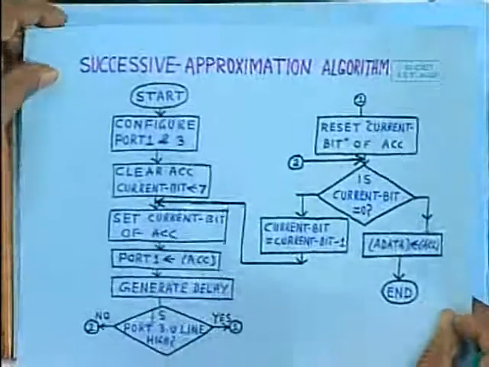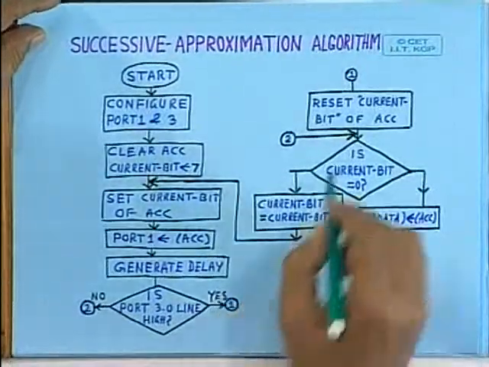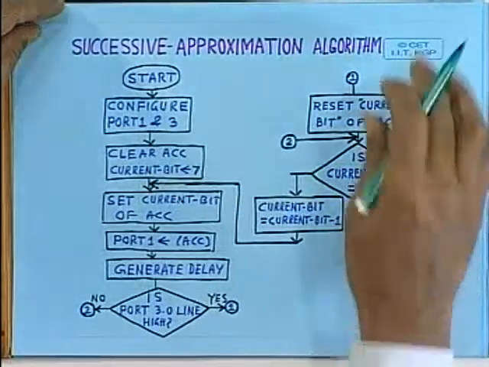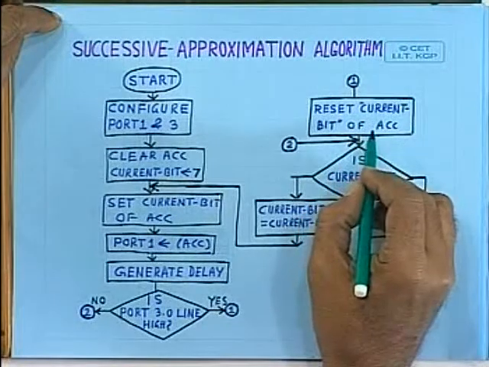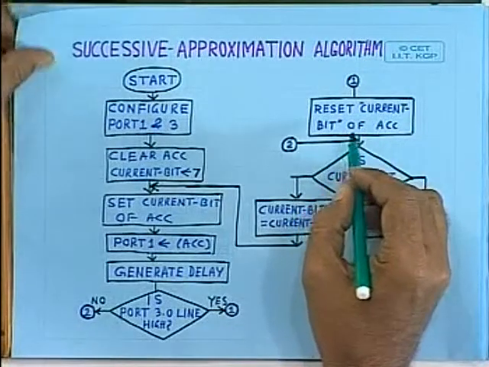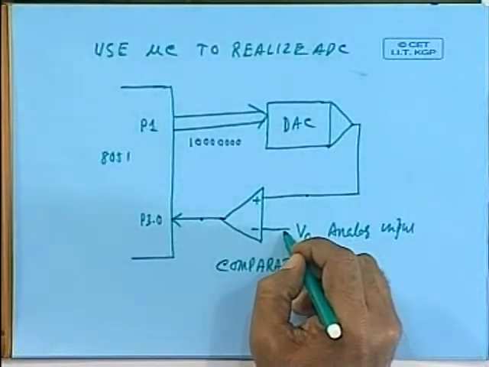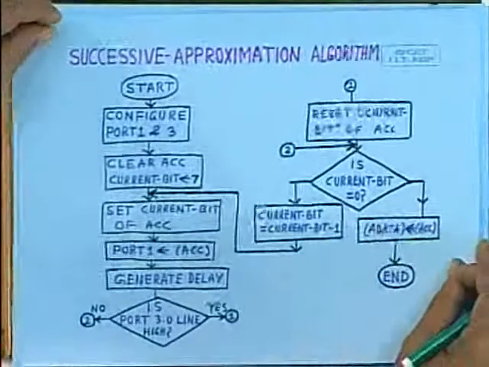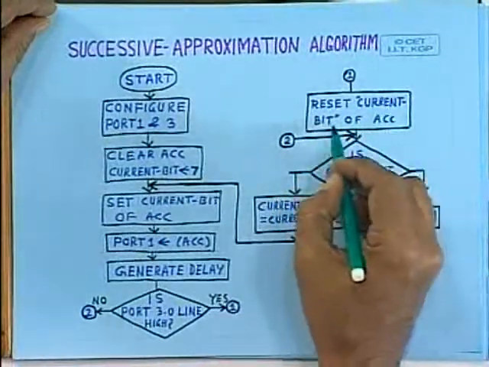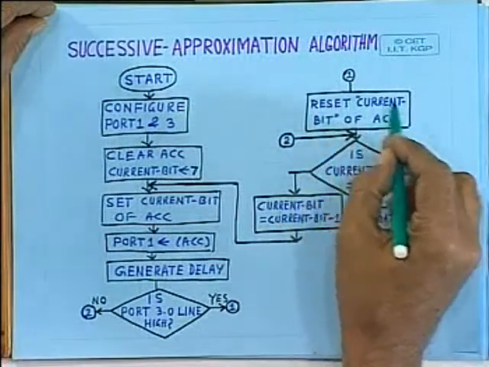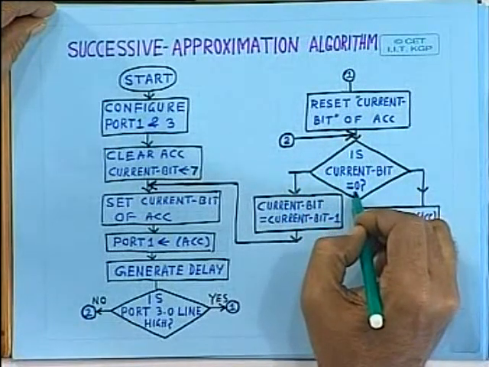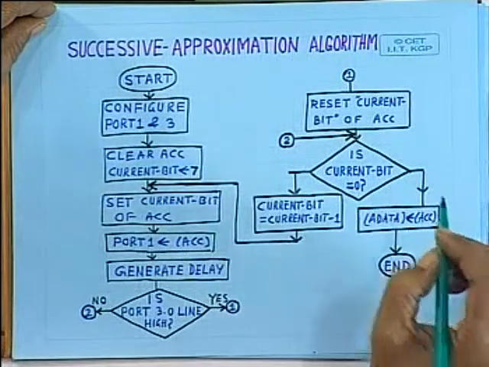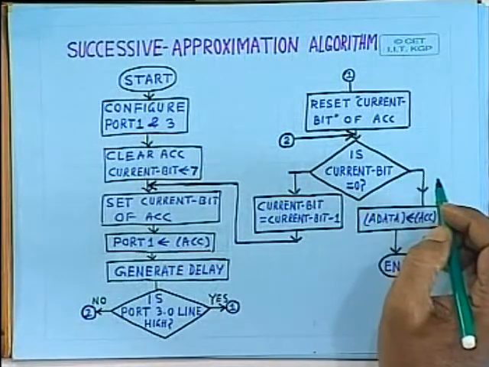So in that case, if it is true, then reset the current bit of ACC, as I told that you will be putting the half of the weight and removing it if the quantity is less than the half of the weight. This is precisely what is happening with this operation. And then after resetting it, you check whether the current bit is 0 or not. If the current bit is not 0, then you go to the next step.